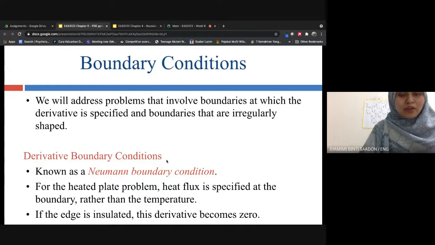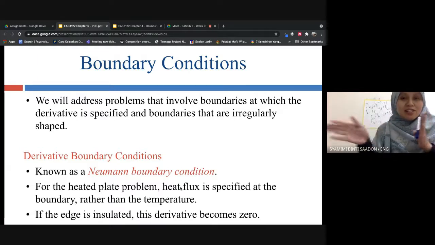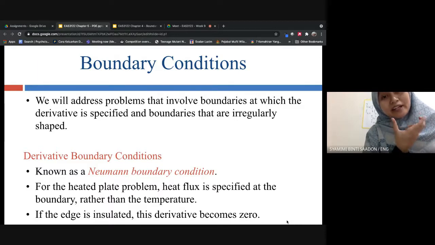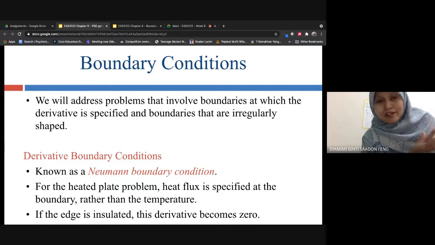So for the heated plate problem, sometimes heat flux is specified at the boundary rather than the temperature. This heat flux is in terms of a differential equation. If the edge is insulated, meaning the extreme point is insulated, then this derivative, this heat flux, becomes zero. If the plate is insulated at the extreme point, for example the left hand side, it means that no heat transfer process occurs at the left hand side.